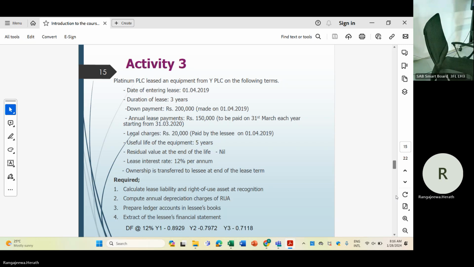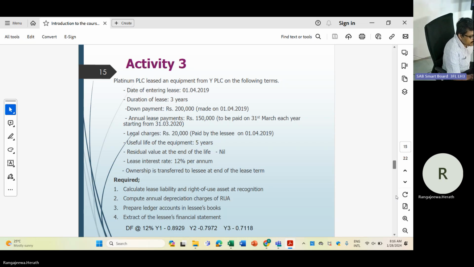So now activity 3. Platinum PLC leases equipment on the following terms. Date of entering the lease, duration 3 years. Down payment 200,000 made on 1st April 2019. Annual lease payment 150,000, starting from the 31st March 2020.